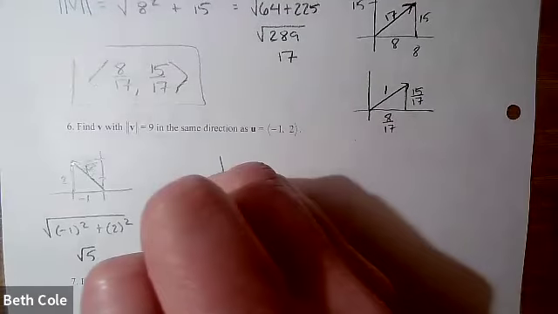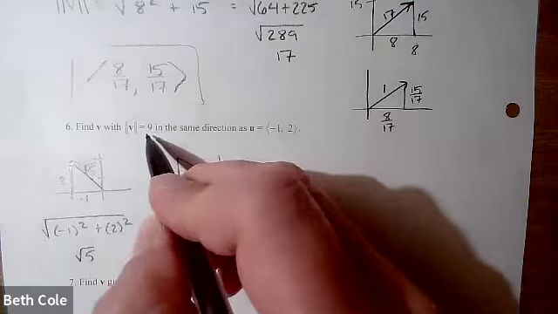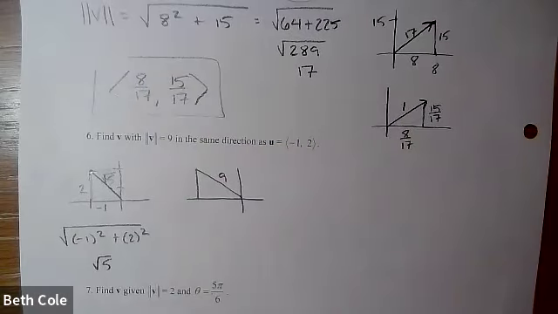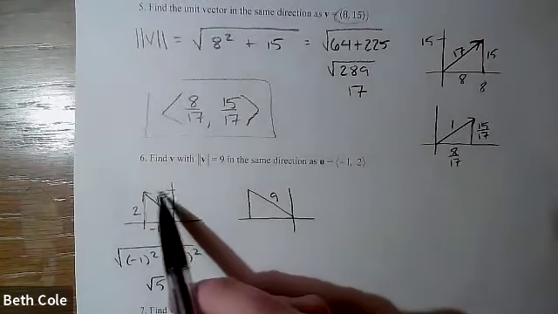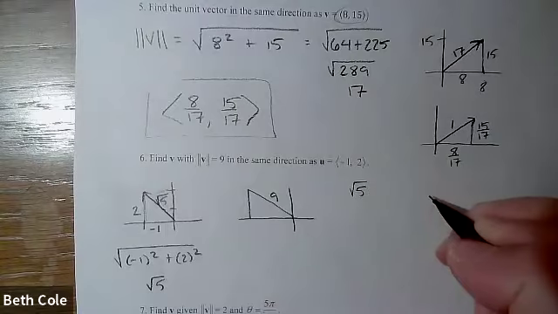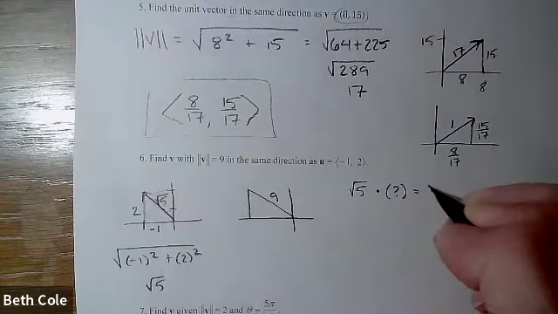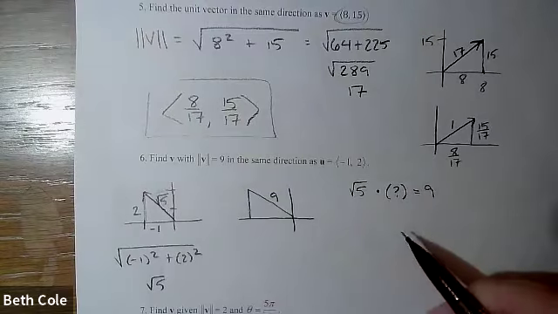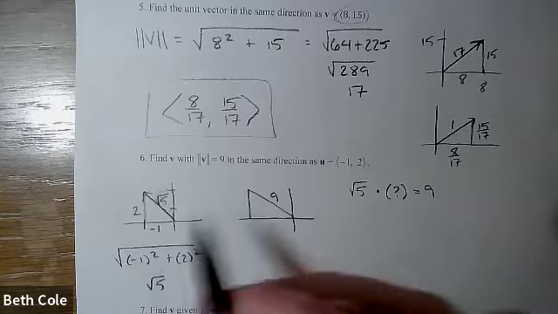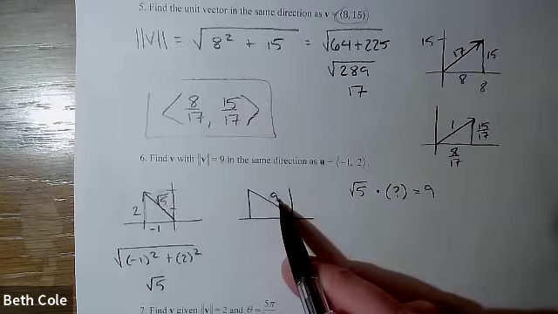But the directions say that we want our magnitude to be 9. So we want it to be the exact same thing, but for our magnitude to be 9. So basically, we're just scaling it. How did we get from here to here? What did we do to square root of 5? We multiplied it by what to get 9? You would just divide this over. You have to multiply by 9 over square root of 5. You take this and multiply by 9 over square root of 5, you're going to get 9.